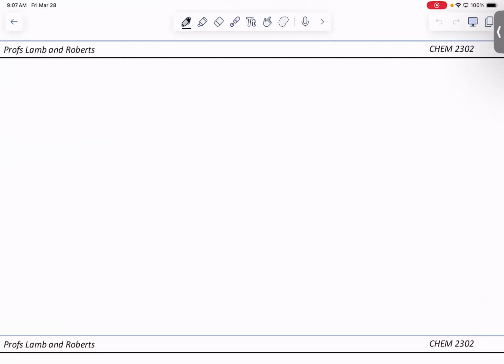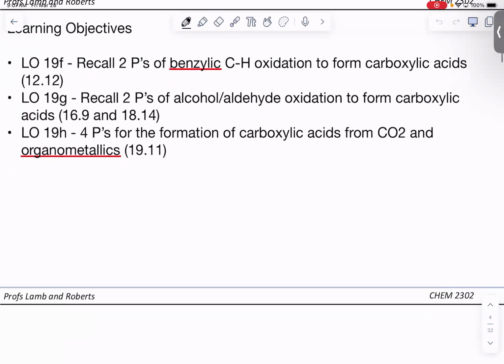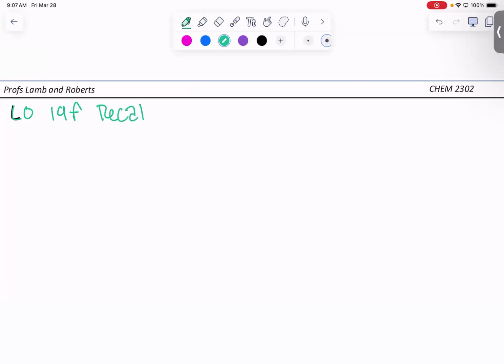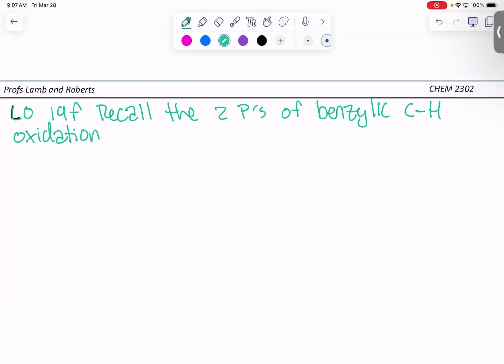So our first learning objective, which is 19F, is going to be this: recall the 2 Ps, so no mechanism needed, just the reagents and starting materials and predicting the product. So the 2 Ps of benzylic CH oxidation, so turning a CH bond into a C oxygen bond to form carboxylic acids.